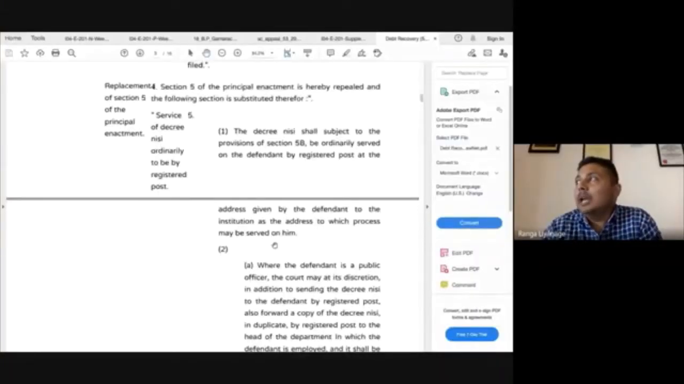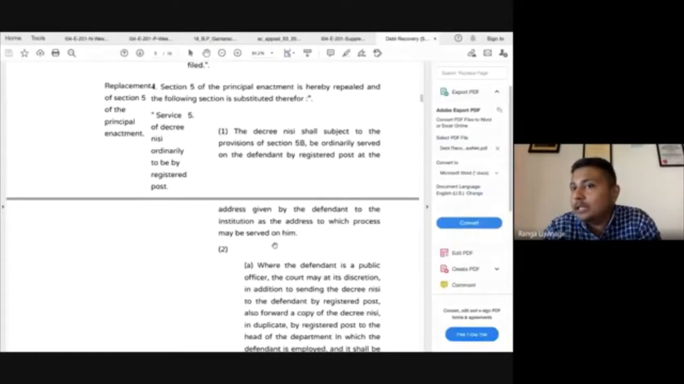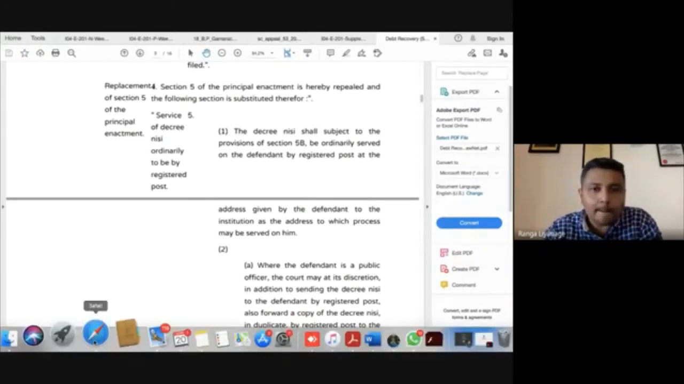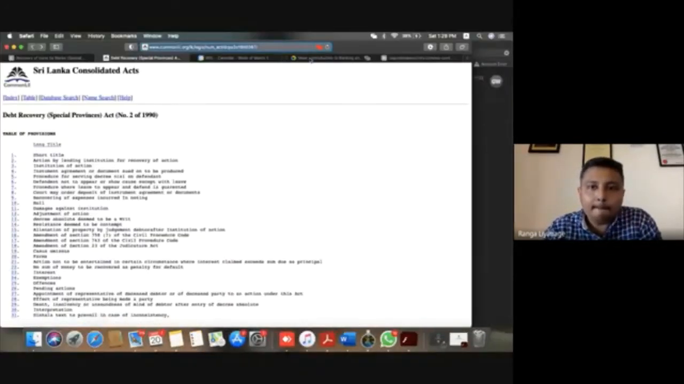So you file it in the court, and this decree nisi. In a regular action, you file summons and send summons to the defendant. Here you don't send summons. You send the decree nisi. It's different. We'll see how it is different, and the effect of the difference.